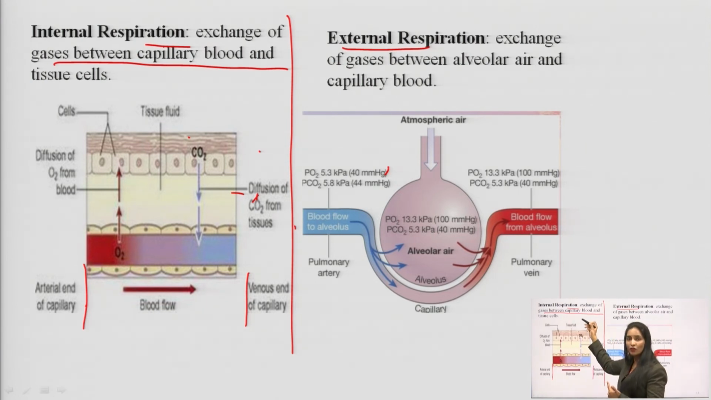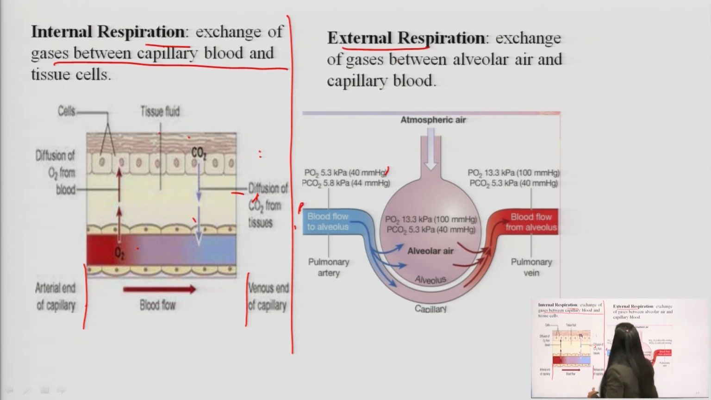In internal respiration, what is going to happen here? The diffusion of gases happens, where the oxygen from the blood will be diffused into the tissue. And what will happen to carbon dioxide? Here the carbon dioxide will diffuse from tissue into the blood. Okay? Oxygen will diffuse from blood to tissue, carbon dioxide diffuses from tissue to blood.